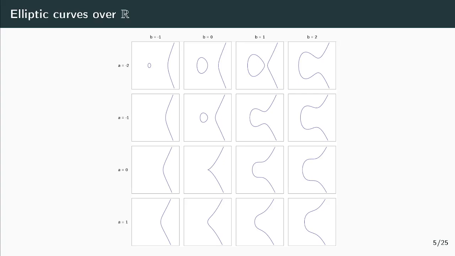Also, if you noticed, in the Weierstrass equation we have y squared. And this implies that (x, y) is a point on the curve if and only if (x, -y) is a point on the curve. And in the picture you can see this leads to a nice symmetry along the x-axis.